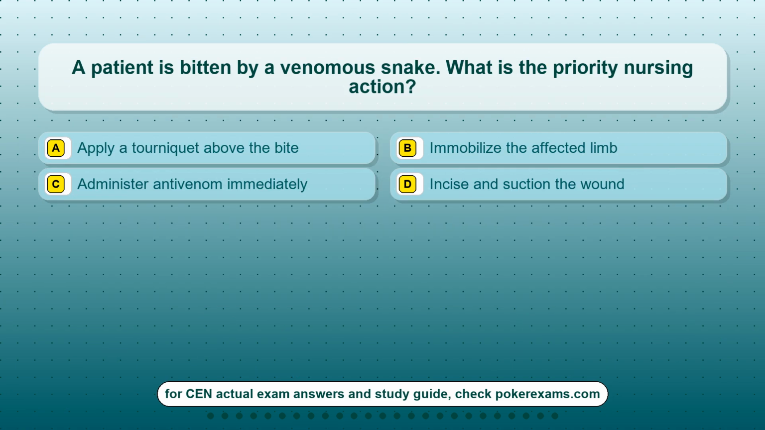Question 18. A patient is bitten by a venomous snake. What is the priority nursing action? Option A, apply a tourniquet above the bite. Option B, immobilize the affected limb. Option C, administer antivenom immediately. Option D, incise and suction the wound.